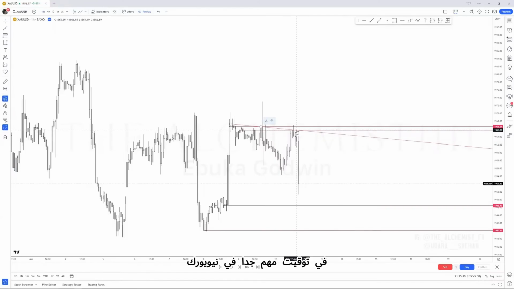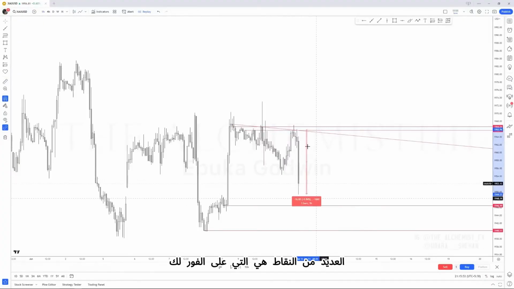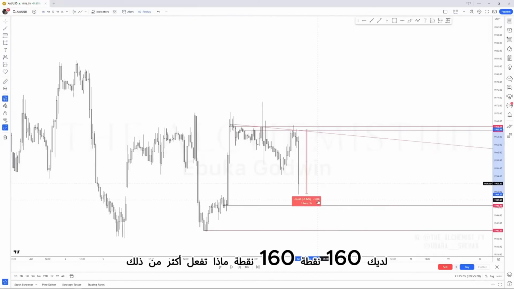Look at the timing. Very important. New York open time. Taps, melts. Like that. Look at this. So how many pips is that? Right away, you have 160 pips. 160 pips. What more do you need, right? That's more than enough. There you go.